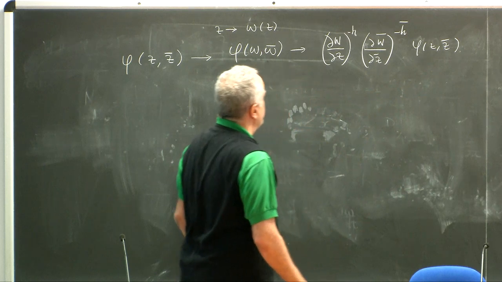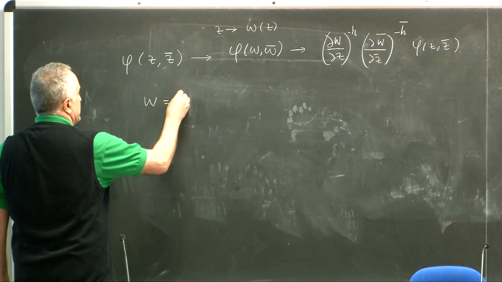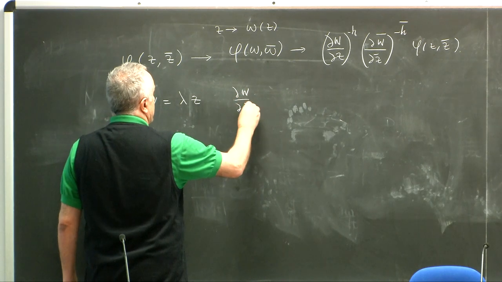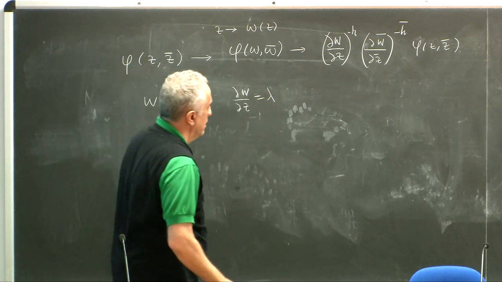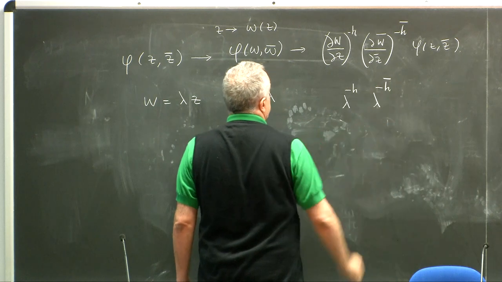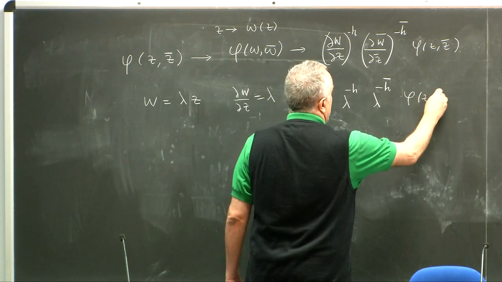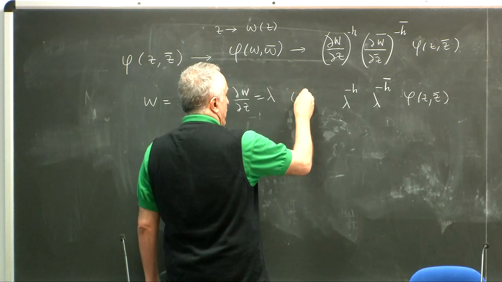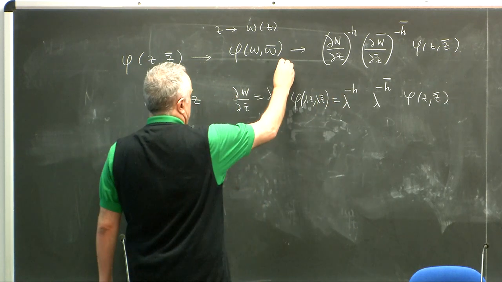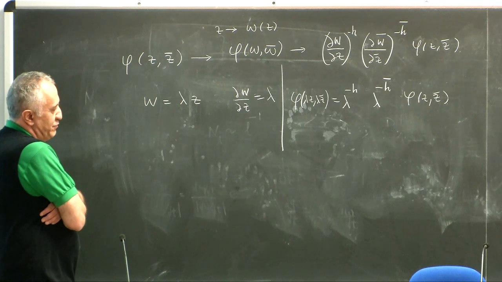Let's see what this transformation implies. It looks a little strange to begin with, but let's see what it implies. Suppose w is just a scaling of z. Then dw/dz is lambda. Hence, this is lambda to the power minus h, lambda to the power minus h bar. So I'm saying that scaling the complex variables gives you just a scaling of the field.